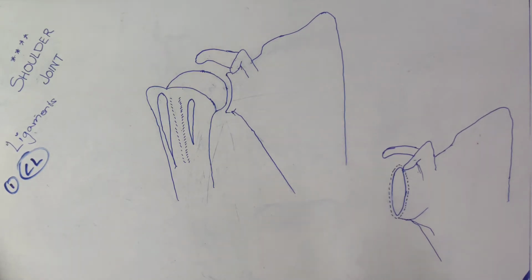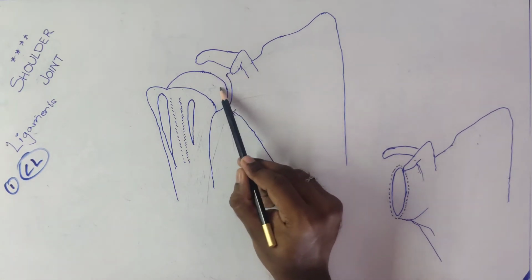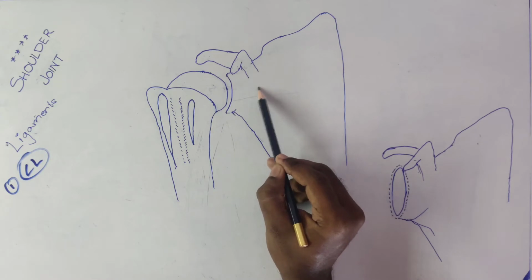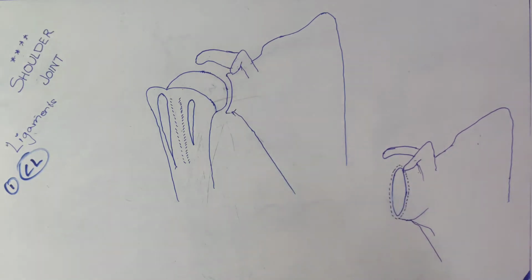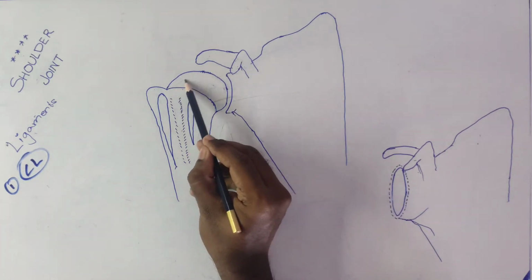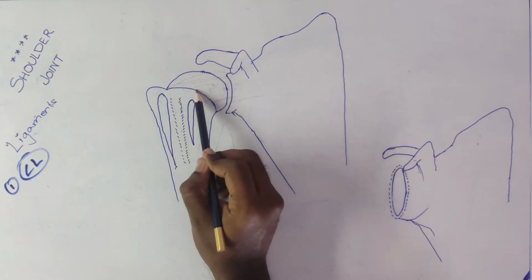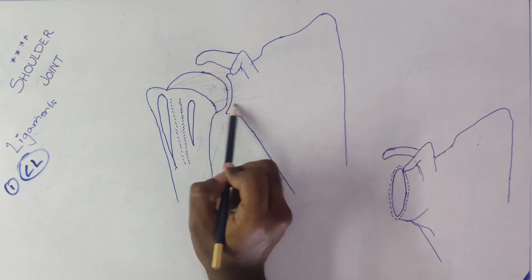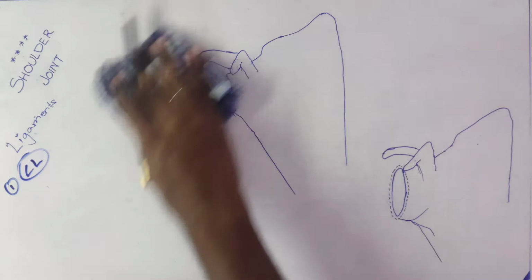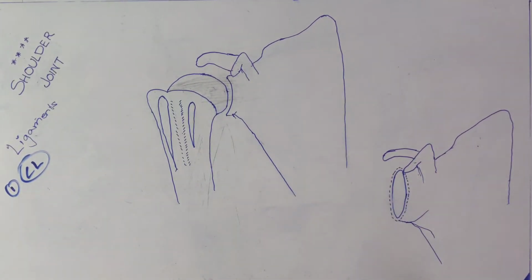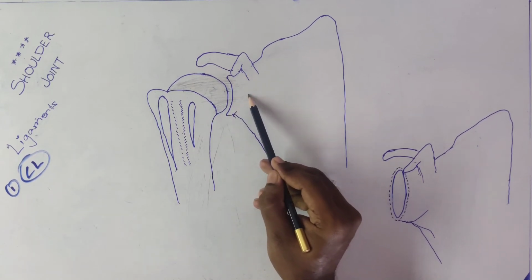The capsular ligament is seen here. Medially it attaches to the scapula and laterally it attaches to the anatomical neck of the humerus. It runs from the anatomical neck of the humerus to the glenoid cavity of the scapula, like this.